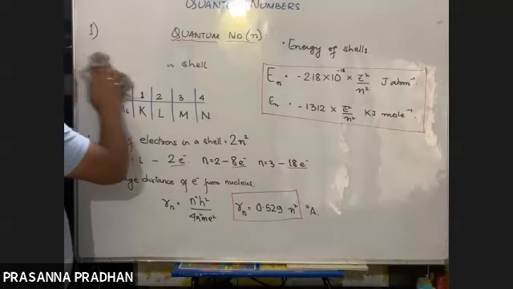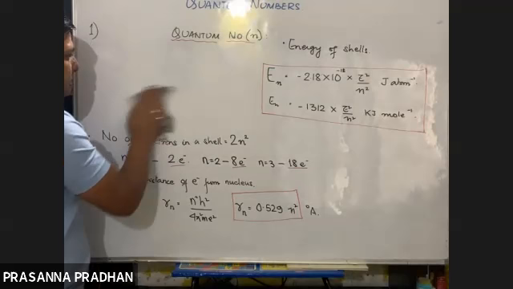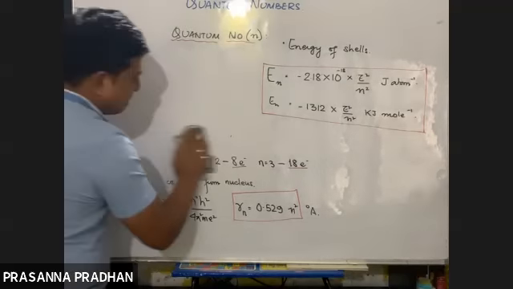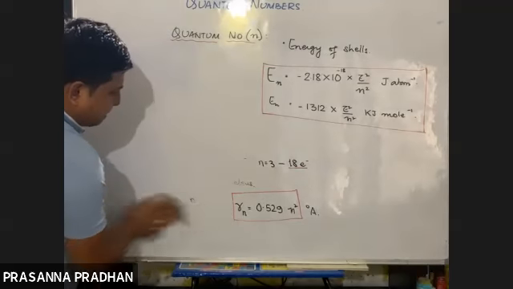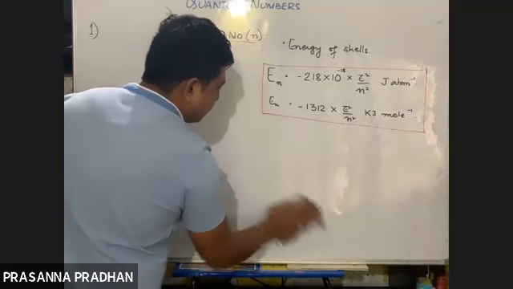Now let us move towards other quantum numbers. Remember, quantum numbers give us an idea about what? Shells. They give us an idea about shells.